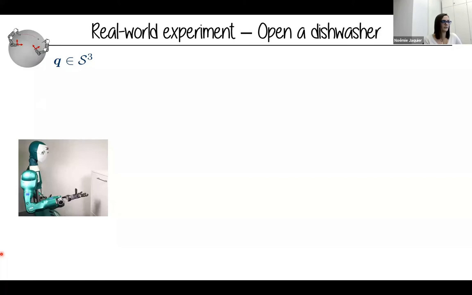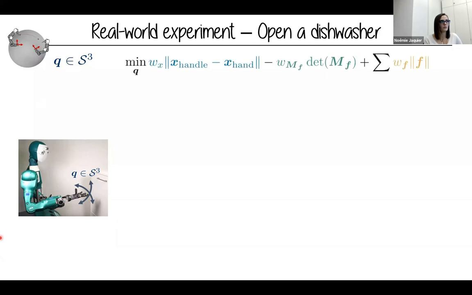What is critical here is that we have to choose the orientation of the hand of the robot, or the orientation of the wrist here. So this is what we aim at optimizing. The idea is that we want to minimize the distance between the handle and the hand, because we want the robot to grasp the handle, so it means that you have to have contact between the hand and the handle.